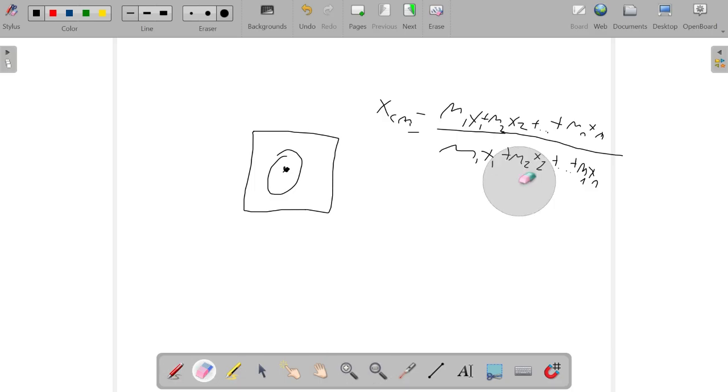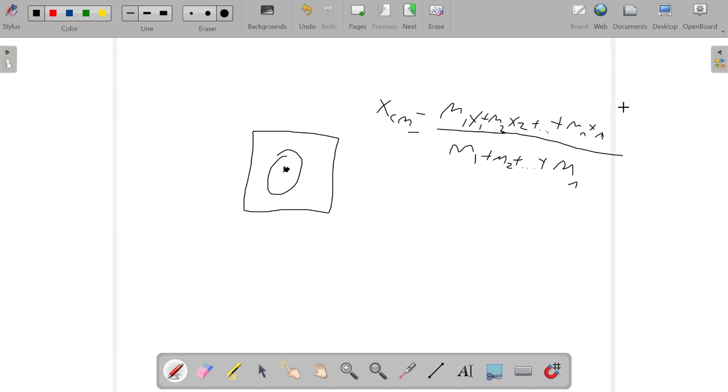Nope, I messed that up. Whoops, sorry. There shouldn't be any x's in the denominator. It should just all be m's. I messed that up. Whoops. M1 plus M2. Sorry about that. I'm a bit under the weather right now. Hopefully I'll be better sooner.